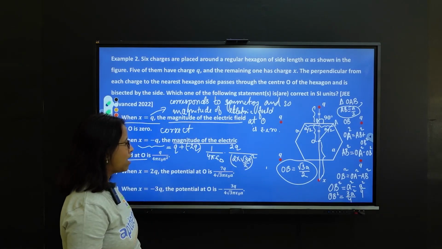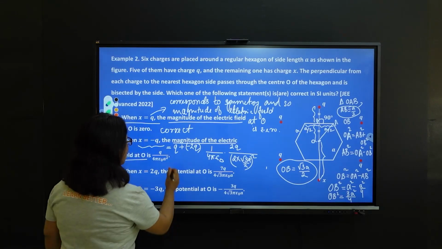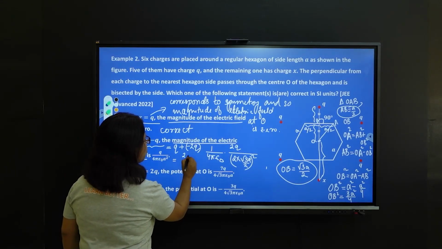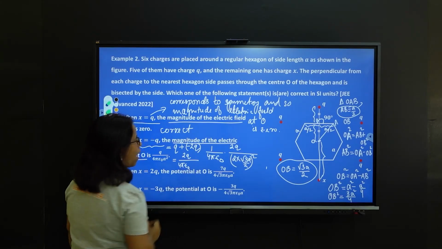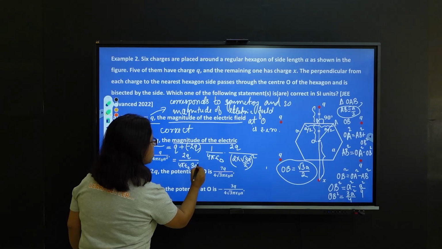So now let's analyze this. We have the 2's getting cancelled out. So the formula turns out to be 2q by 4 pi epsilon naught, and in the denominator we have 3a square.